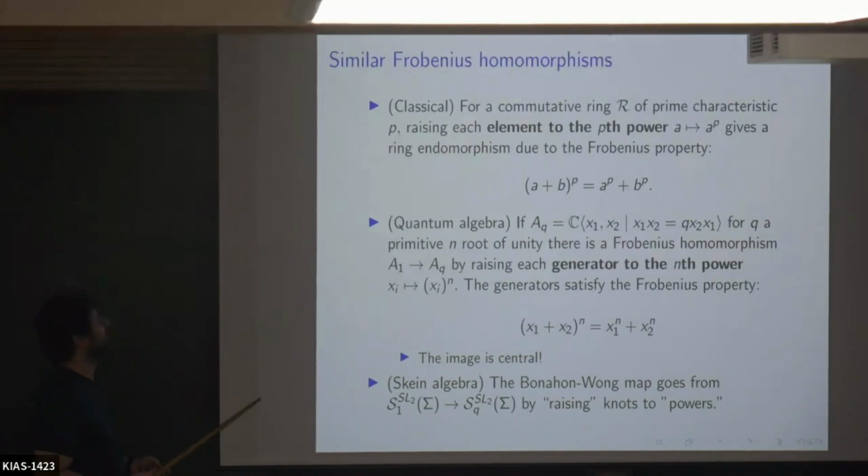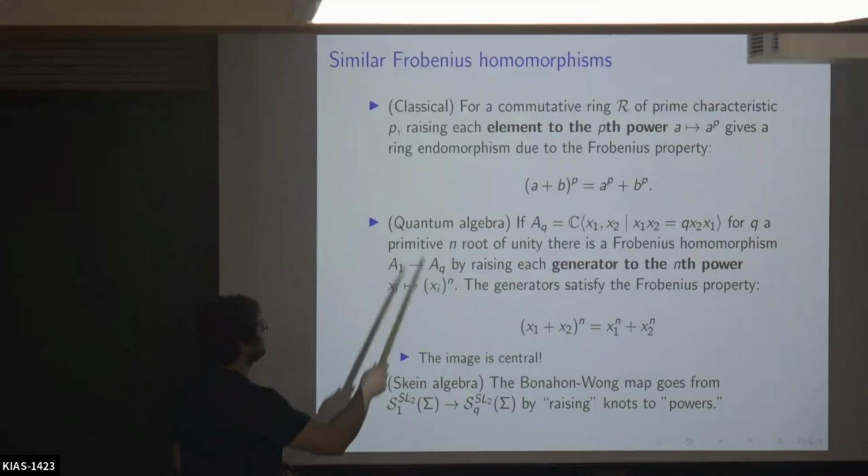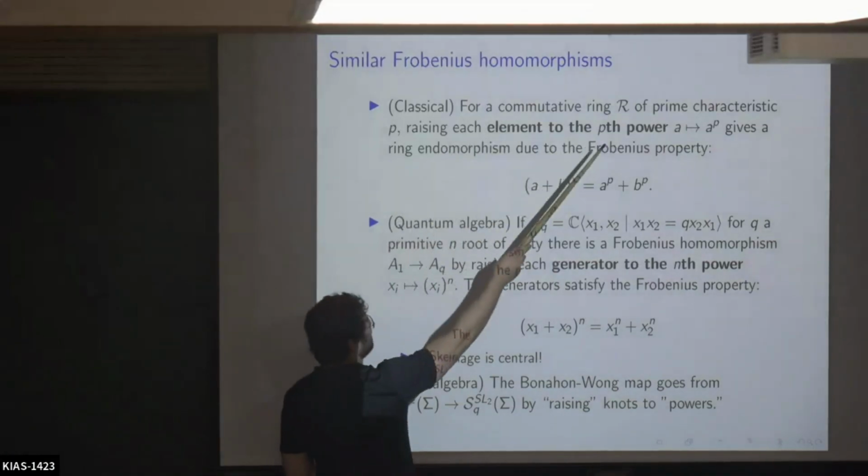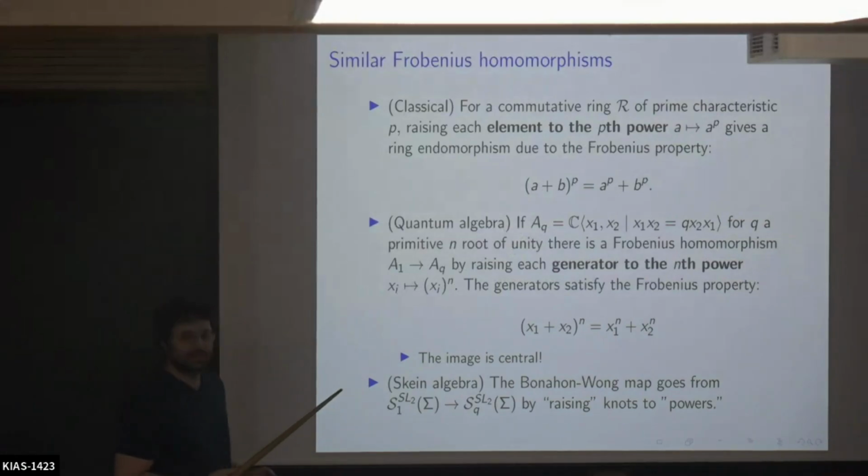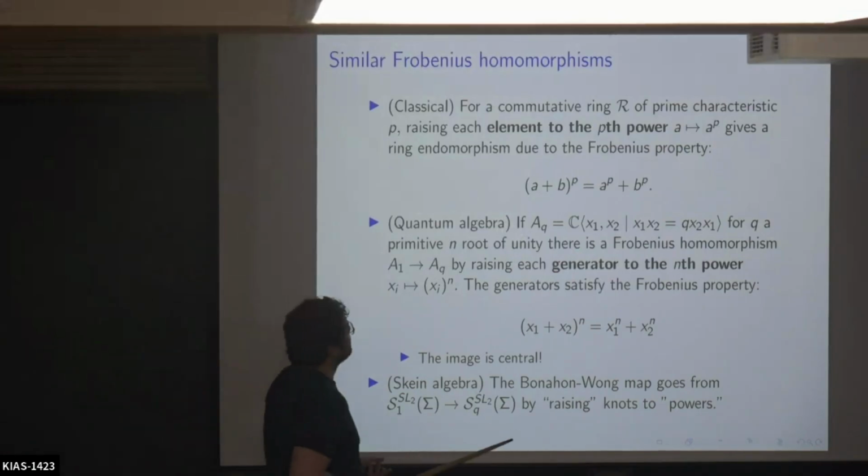All right, so you've probably already seen some Frobenius homomorphisms in other situations. In the classical setting, you're looking at a commutative ring in prime characteristic. In that case, you can define an endomorphism of that ring by taking any element and raising it to the pth power. And that will be a homomorphism.